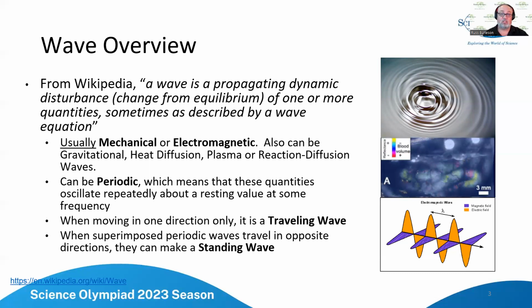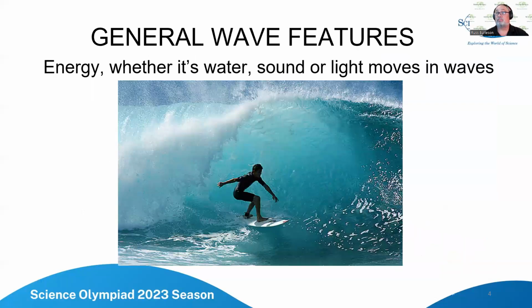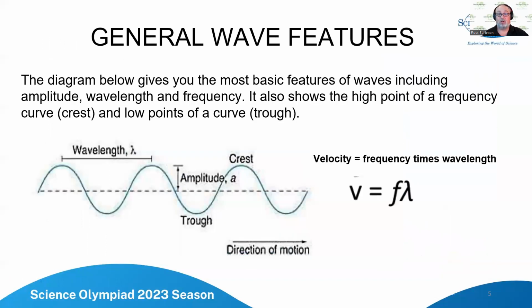When it's moving in one direction only, it's called a traveling wave because you can actually see it moving one direction or the other. However, if it's in a cavity of some type where it is bouncing back and forth against itself, or if we shoot two waves at each other, they can overlap, superimpose, and form what is called a standing wave. You see this quite often in musical instruments where you're looking for a resonance in a cavity. So, energy, whether it's water, sound, or light, generally moves in waves.